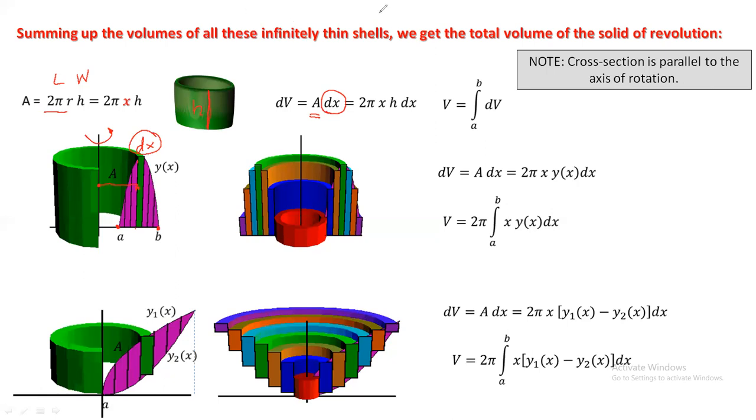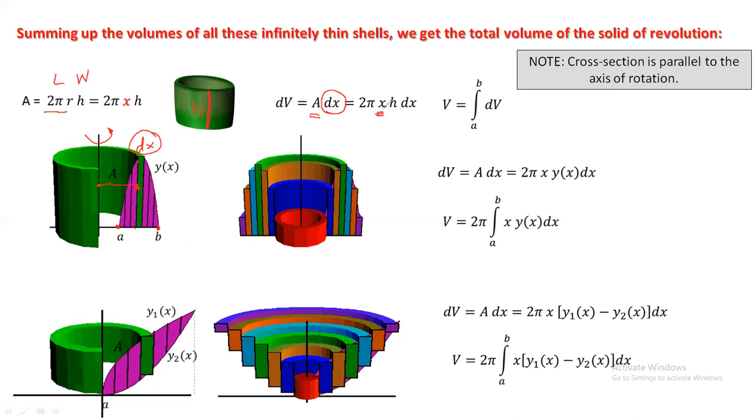One thing that you should never forget when we talk about using the shell method is that the cross-section chosen should be parallel to the axis of rotation. This one is parallel to the axis of rotation. So the very important thing again that you should remember is the distance of this differential cross-section or differential area from the axis of rotation is actually the thing that is determined by the equation of your curve.